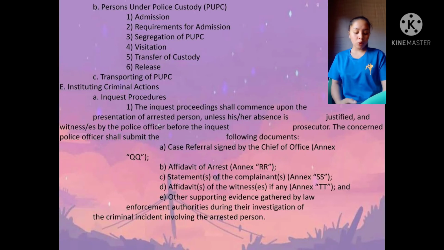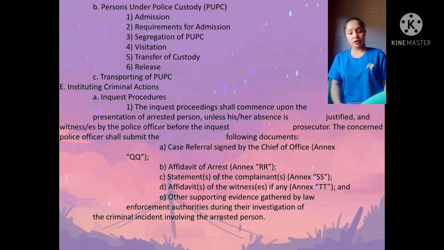Number three, PUPCs shall as much as possible be transported wearing PUPC uniform or proper attire that may identify them as PUPCs. So, during transfer, the person detained or the person under police custody should wear the proper PUPC uniform. This is to identify them as PUPCs.